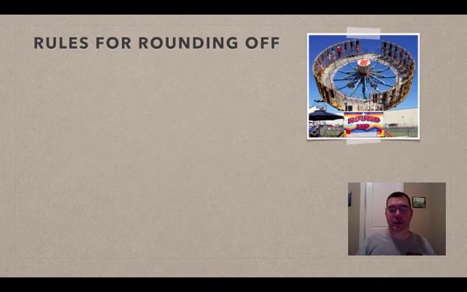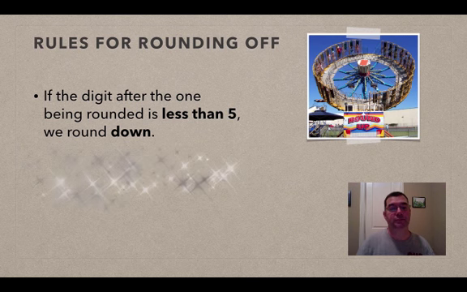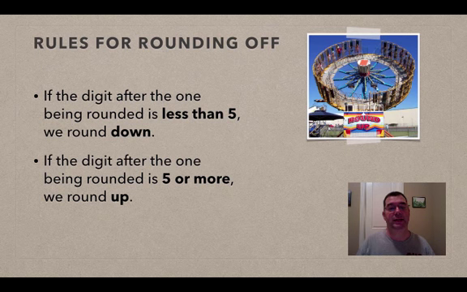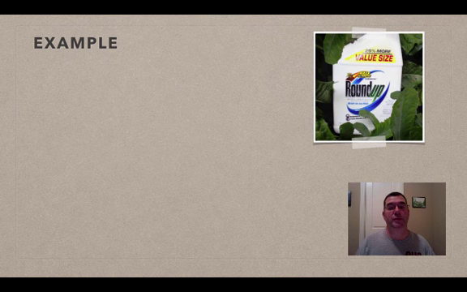The rules, there are two of them. You've used them before for rounding off. You look at the digit after the one that's being rounded, and if that digit is less than a 5, then we're going to just chop off the decimal. That's called rounding down. And if the digit after the one being rounded is 5 or more, then we round up. So we make that last digit that we care about bigger than it was before. Alright, so the best way to do this is with some examples.